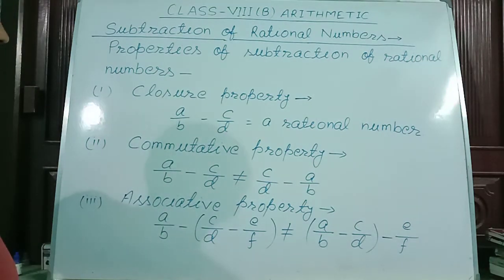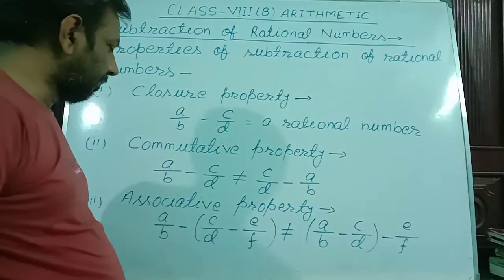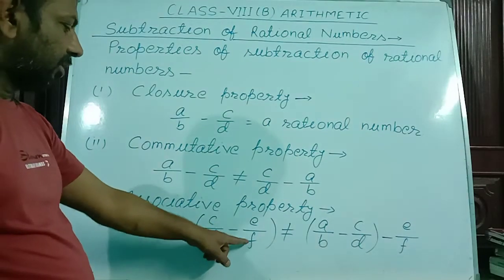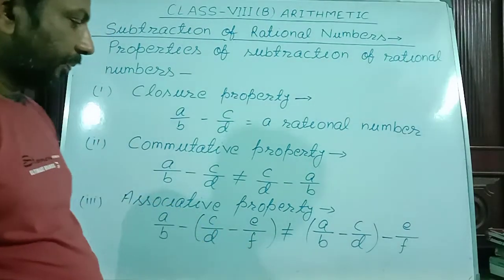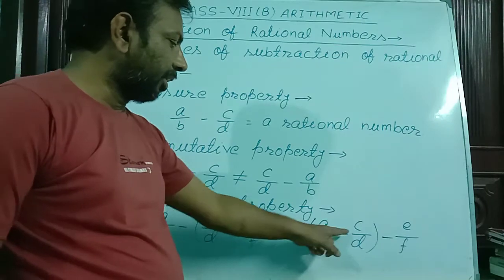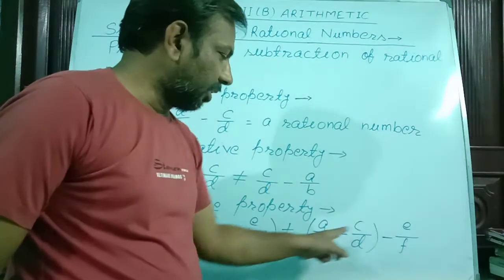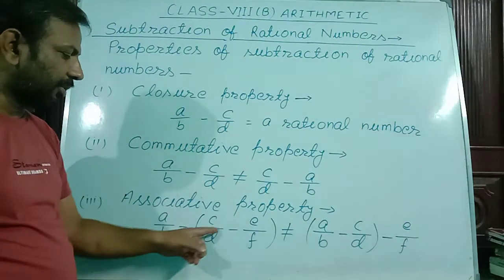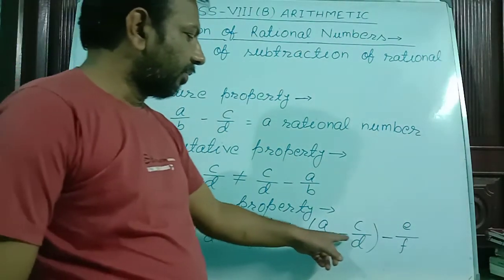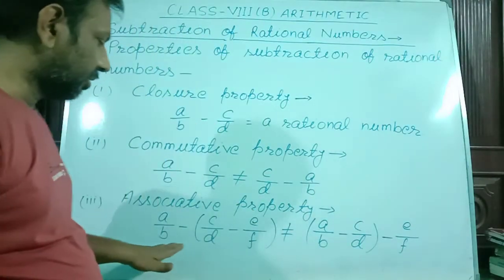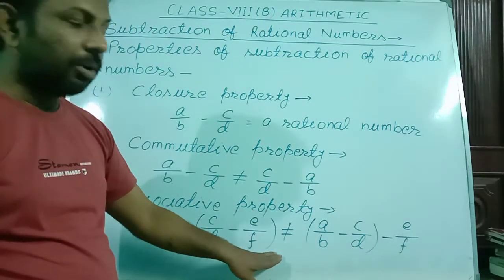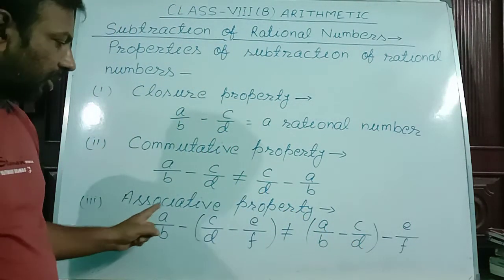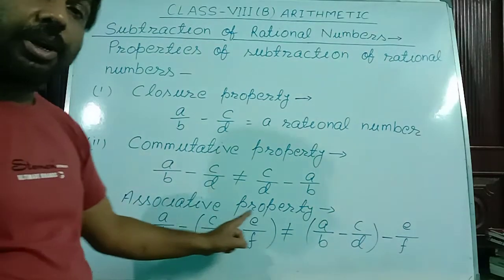Now the third property is the associative property. Here a by b minus c by d, minus e by f, where the last two are enclosed in a bracket, will not be equal to a by b minus c by d, minus e by f, where the first two are enclosed in a bracket. In this case also the LHS will not be equal to the RHS. So we say subtraction does not hold the associative property.